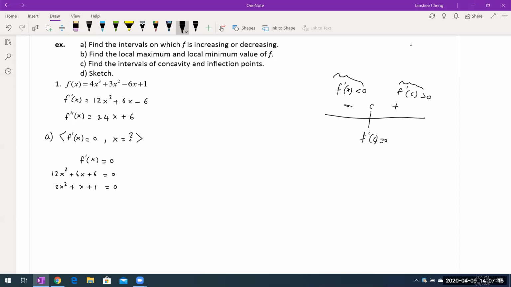Oh, I copied it down wrong. It's negative right here. See that? It's negative. Otherwise, it will mess it up, like in the first problem.